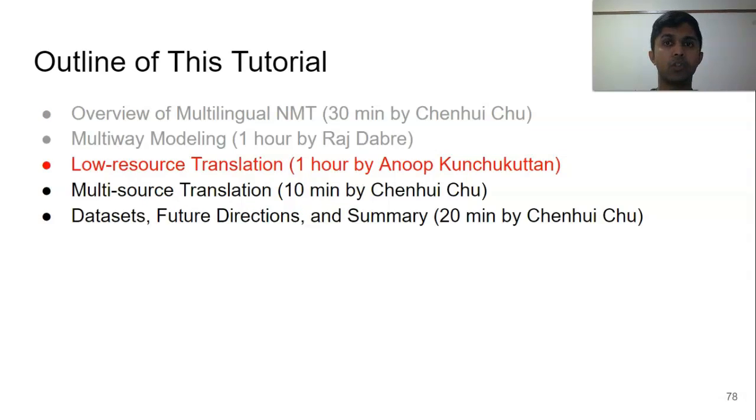To summarize, Chenhui introduced multilingual neural machine translation and established the foundations of MLMT. After that, I spoke about multi-way modeling, where I focused on parameter sharing, massively multilingual neural machine translation, language divergence, and multilingual neural machine translation training. The reason why multilingual neural machine translation is interesting is because it strongly benefits low resource languages via transfer learning. Now my colleague Anoop Kunchukuttan will expand on this particular aspect of low resource translation.